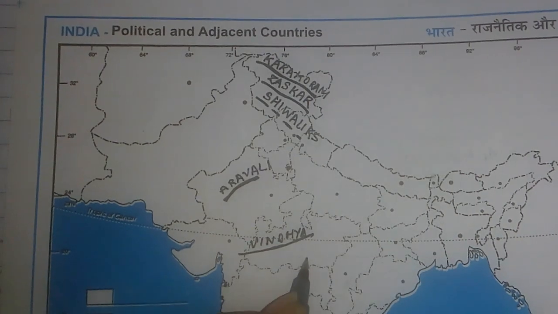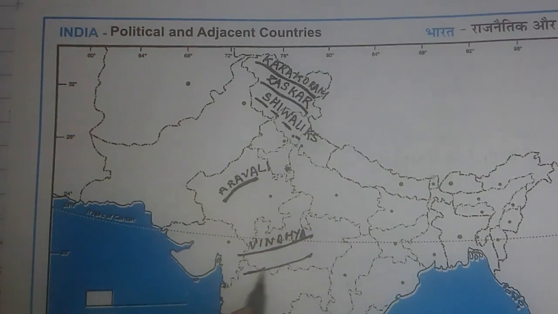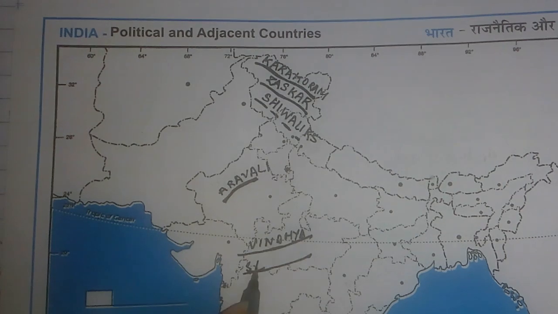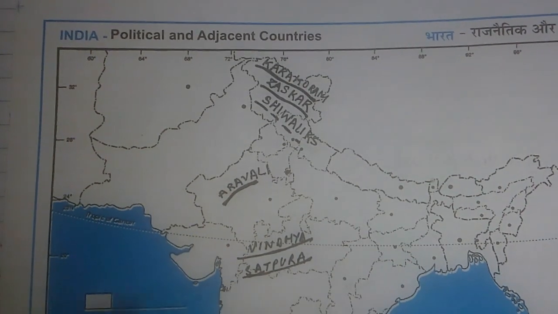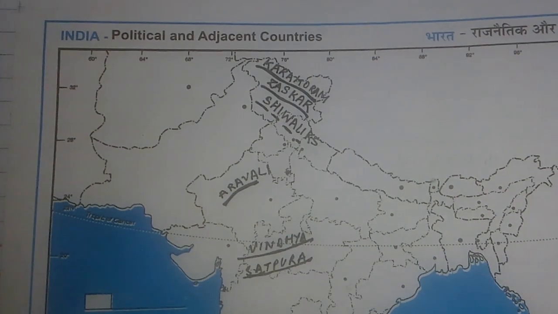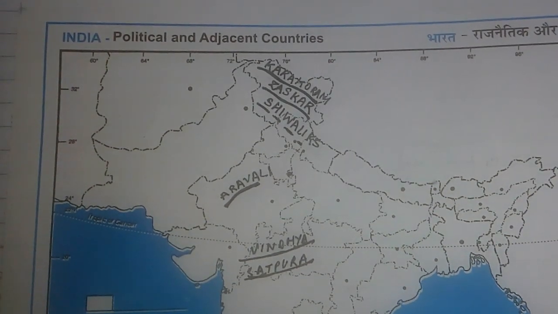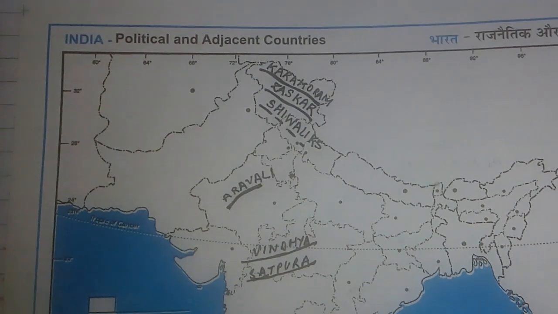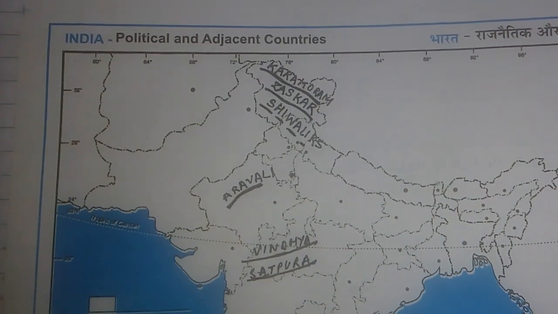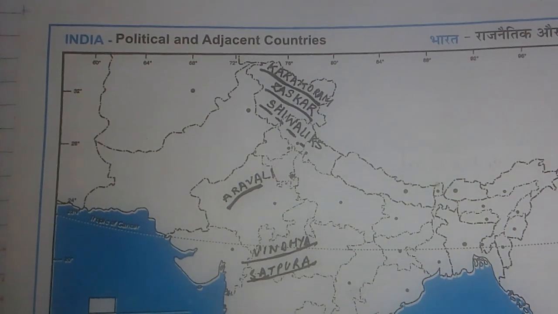Vindhya range, and below this over here Satpura ranges. I think that is clear to you. This is how we are going to mark the various ranges. ठीक है? Now in another map what we are going to mark?